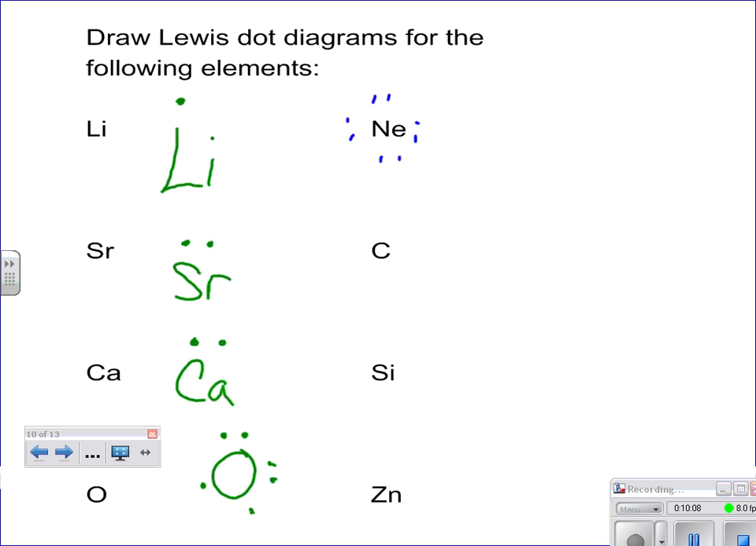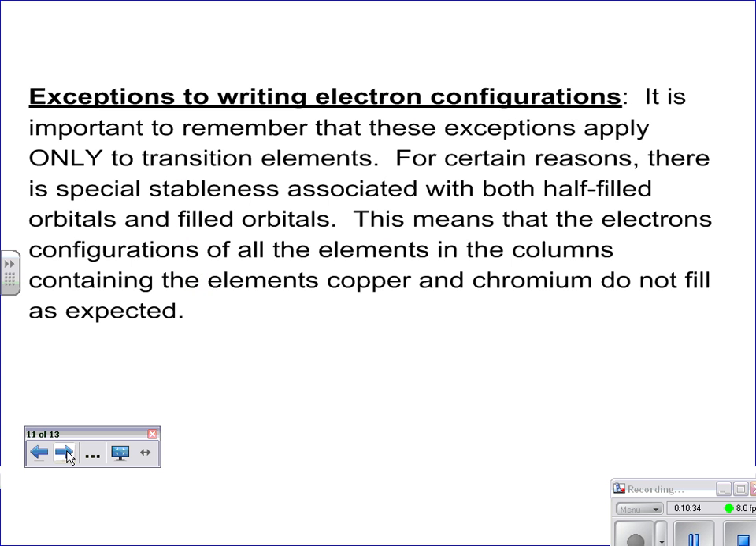Carbon, 4 valence electrons. 1, 2, 3, 4. Silicon, same thing. 1, 2, 3, 4. And our transition metals, what did we say about those? How many? 2. And there's more to the story than that, but that's the story we're telling you right now anyway. Okay, so that's Lewis dots.